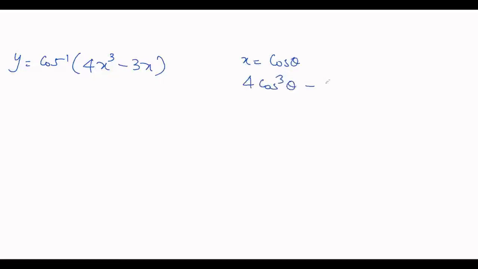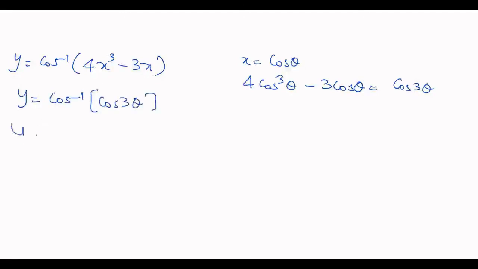Next question is say y is equal to cos inverse of 4x cubed minus 3x. So here I am going to use a substitution. x is equal to cos theta. So 4 cos cubed theta minus 3 cos theta is nothing but cos 3 theta. So I'm going to rewrite my y as y is equal to cos inverse of cos 3 theta. So y is equal to 3 theta, because cos inverse of cos theta is theta.